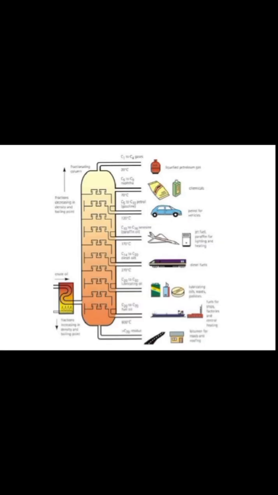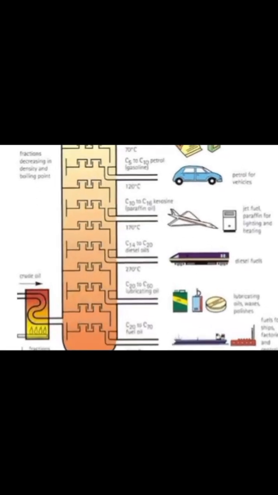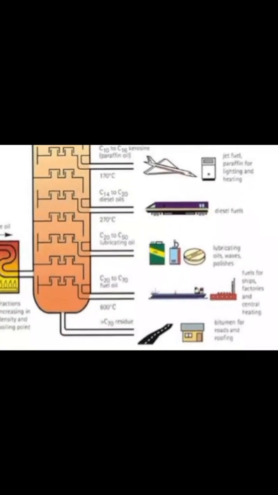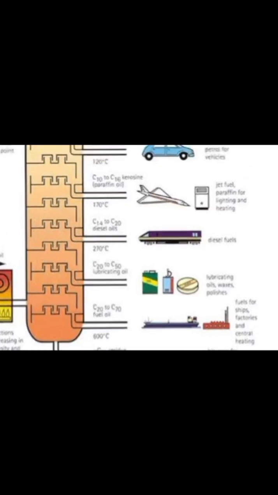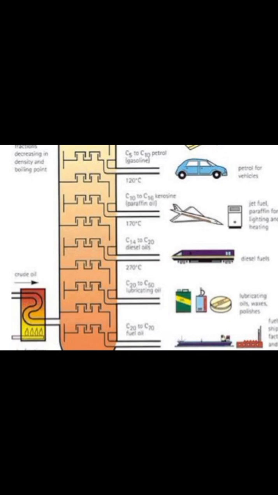Before entering into this fractionating column, the crude oil is first heated at a temperature of about 400 to 600 degrees centigrade. Then it is passed into the fractionating column, and in this fractionating column you can see that a different range of temperature is given. The crude oil enters the fractionating column from nearer to the bottom, and here the temperature is up to 400 to 600 degrees centigrade.